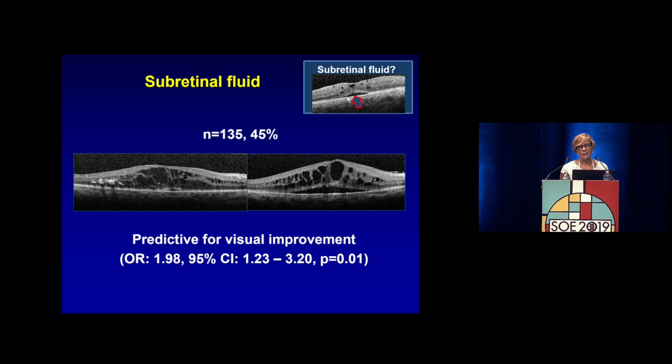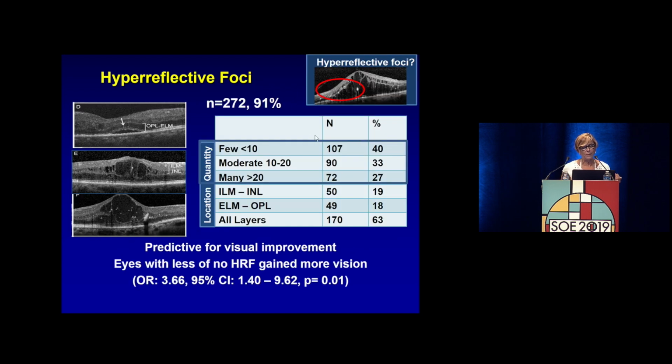So the first one is the existence of subretinal fluid, and I want to argue here that the existence of subretinal fluid is consistently an important OCT biomarker in the treatment of DME, because the existence of subretinal fluid was predictive for visual improvement. So if a patient has subretinal fluid, he has higher chances to improve with treatment. The level of hyperreflective foci was also important, and it was predictive in a negative way. So eyes with less or no hyperreflective foci gained more vision.